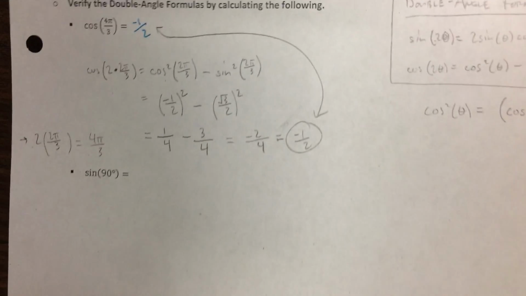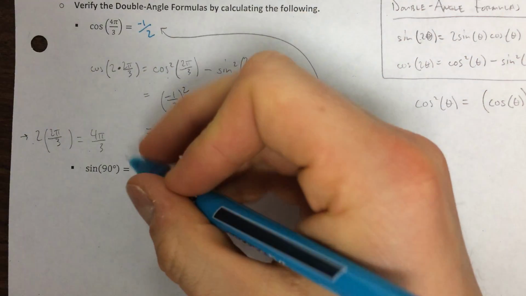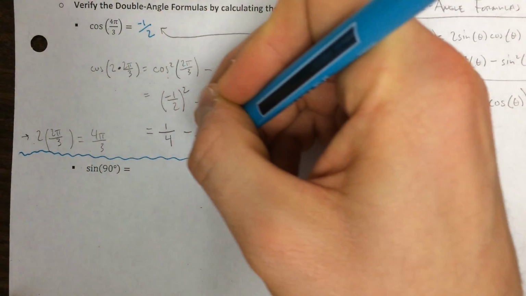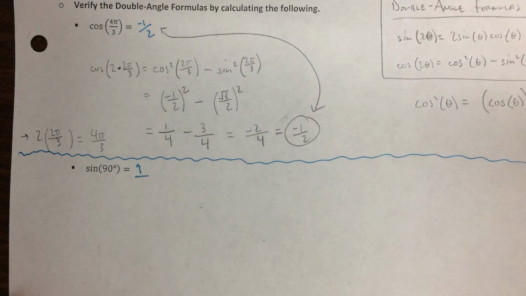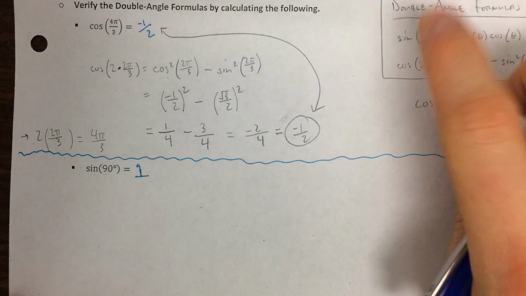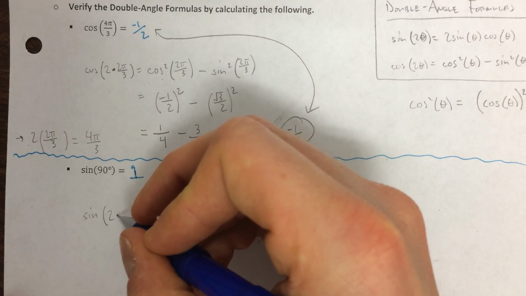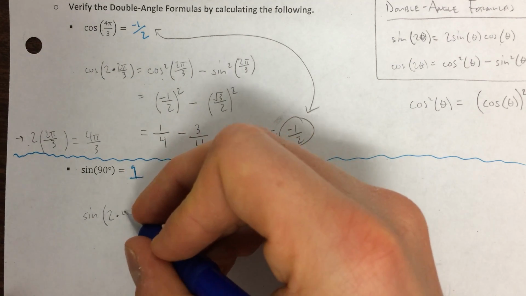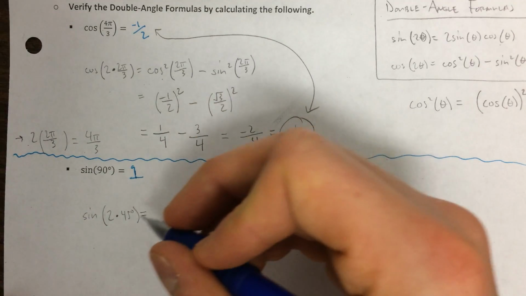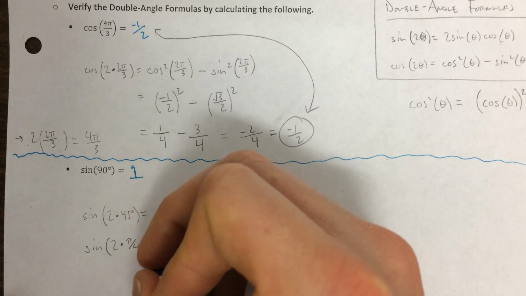I'm going to get started on the second one and let you try it on your own. Here we know sine 90 degrees, same thing as pi over 2 in terms of radians. So sine of pi over 2, this should be 1. Now we get to verify. So to use the double angle formula, we need sine of 2 times an angle. So 2 times something would give us 90 degrees. That something is 45 degrees. Or if you like radians better, that's 2 times pi over 4.